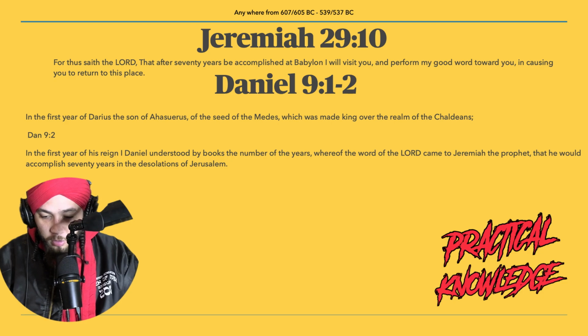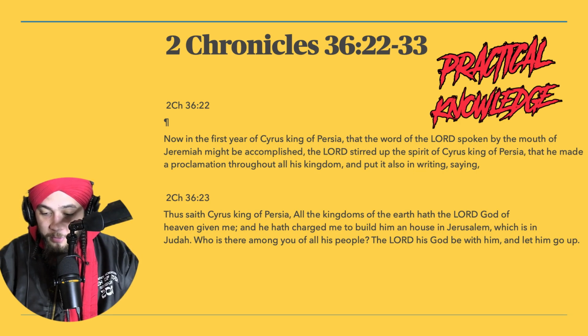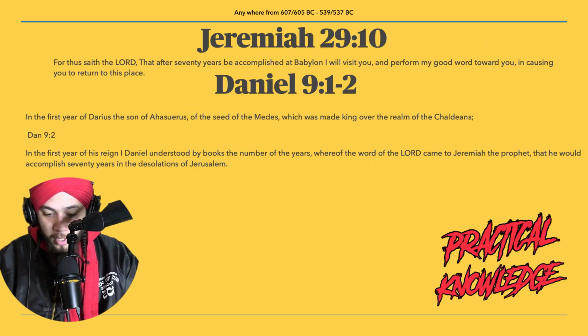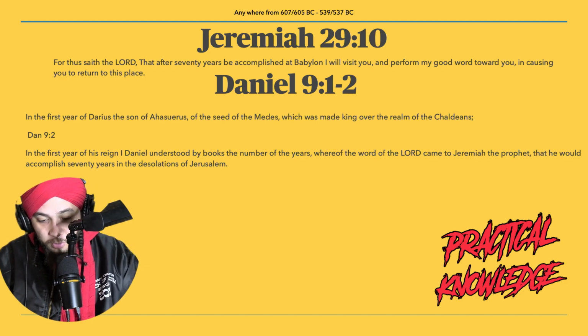And so now I want to focus on where, in Second Chronicles and in Ezra, it says, "Now in the first year of Cyrus, king of Persia, that the word of the Lord spoken by the mouth of Jeremiah might be accomplished." What was spoken by Jeremiah regarding Cyrus? Jeremiah 29:10, "For thus saith the Lord, that after seventy years be accomplished at Babylon, I will visit you and perform my good word toward you, in causing you to return to this place."